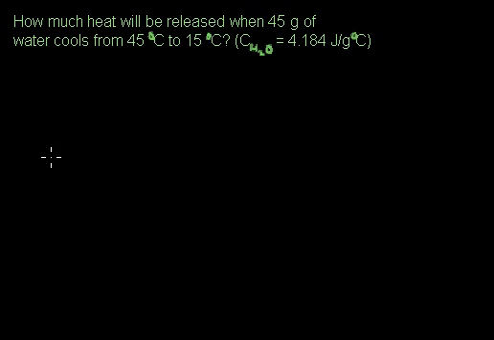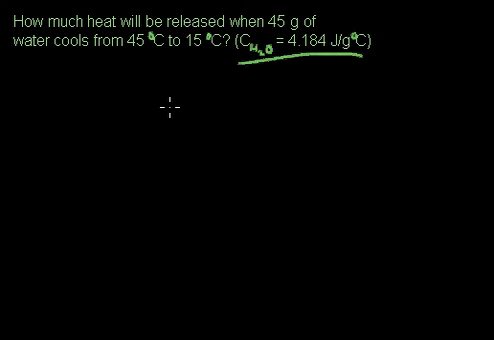So let's do one more practice problem, and in this one we're going to look at water, and water is going to be used over and over and over again. So this is a really important value of specific heat right here. Water's specific heat is 4.184 joules per gram degree Celsius, and you're going to see this over and over again. So I would recommend writing it in your notes.